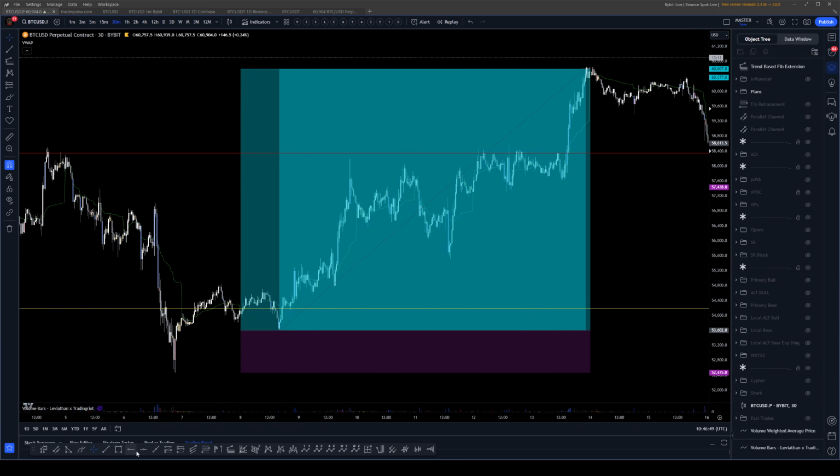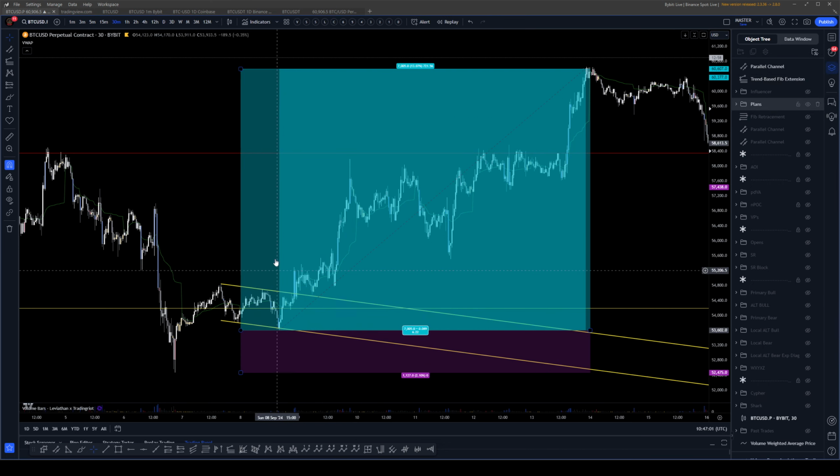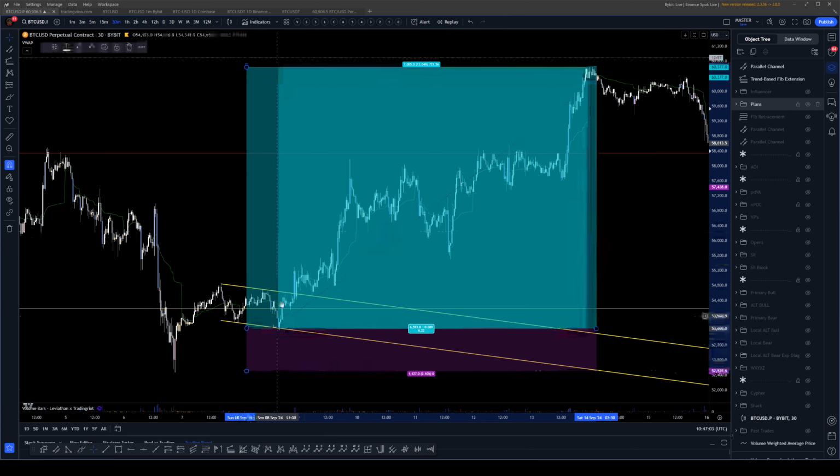Within this sideways channel, we had a corrective ABC. Very easy to trade, very easy to spot. So you can see A, B, C perfectly within this. So this is where I triggered my long. Obviously, you can see here, this is slightly off, but it's because I executed this trade on the USDT pair. But obviously right now, we're on the USD pair. So this was the initial long that we took.